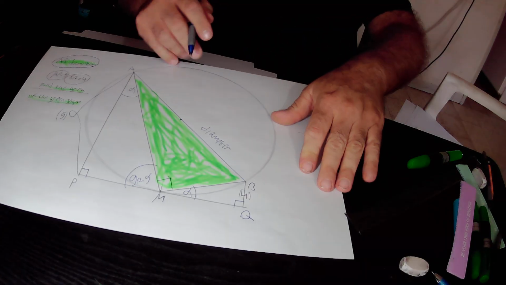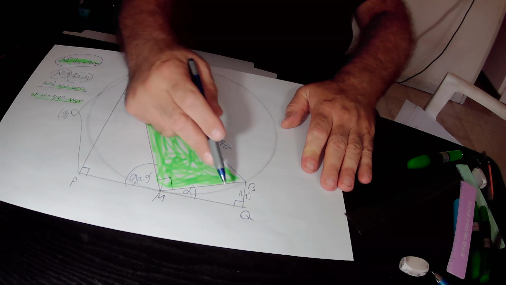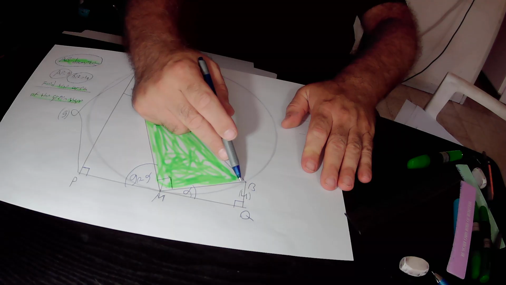So in the right small triangle BMQ, this angle equals alpha, this angle equals 90 degrees, and therefore this third missing angle must be equal to 90 degrees minus alpha, according to the rule that the sum of the angles in any triangle is equal to 180 degrees.